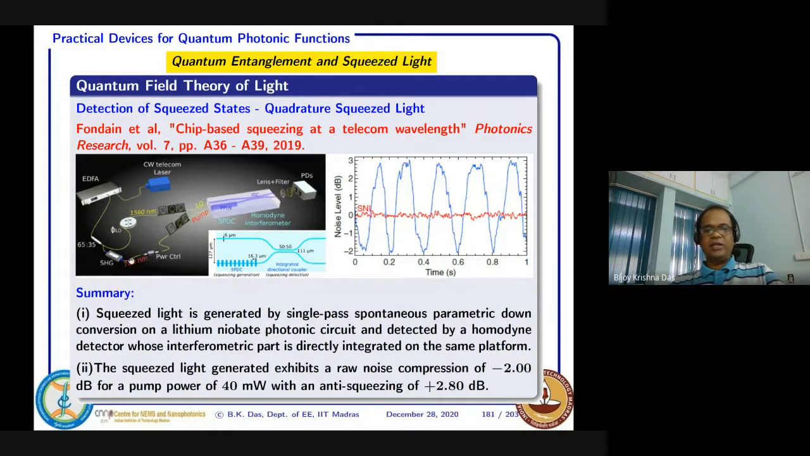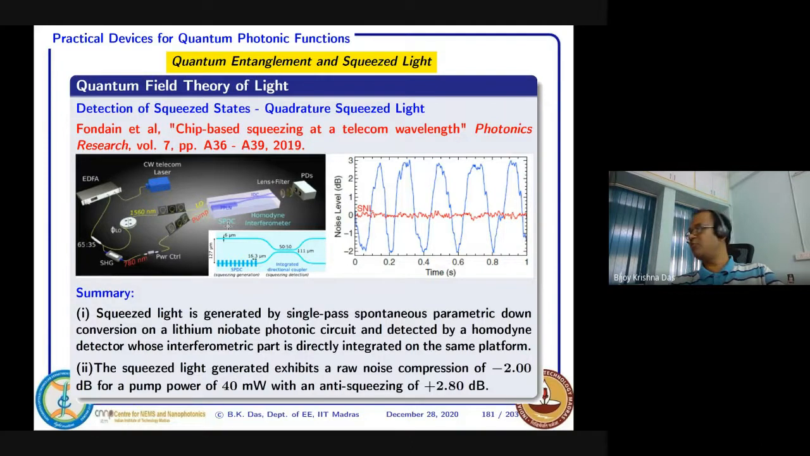So this 780 nanometer wavelength, it is actually passed through a waveguide. It is coupled to the waveguide. This is also coupled to the waveguide here, separate waveguide here. This is a lithium niobate crystal, and lithium niobate crystal, it is designed such that here you can have some kind of SPDC. SPDC is, we have discussed earlier.